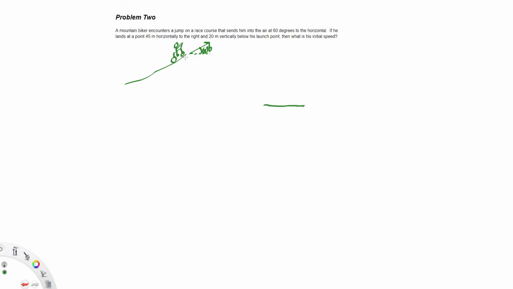We know that the vertical distance from launch to landing is 20 meters. We know that the horizontal distance from launch to landing is 45 meters. And really, that's quite a jump. That's half a football field in American units. All right, so there's our picture. We're going to say that up is the positive y direction, to the right is the positive x direction, and that brings us to writing down our vectors in component form.